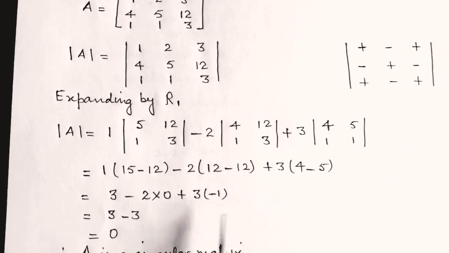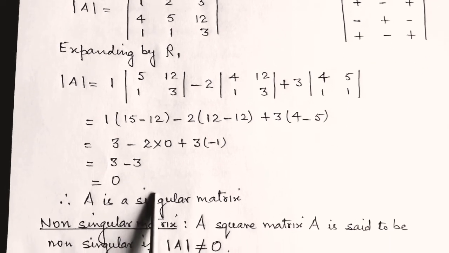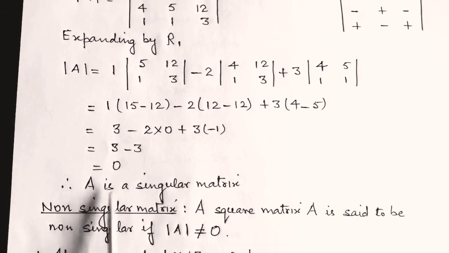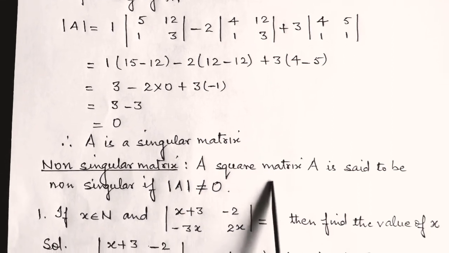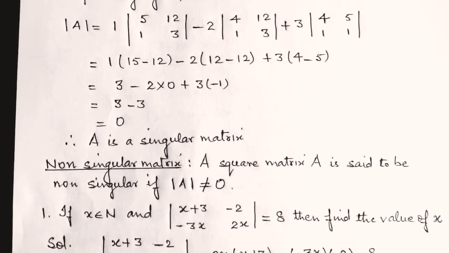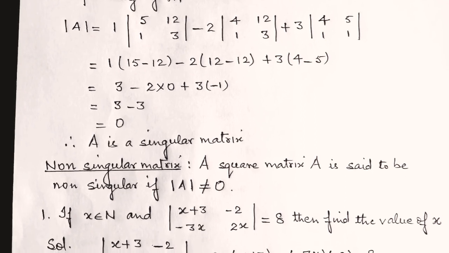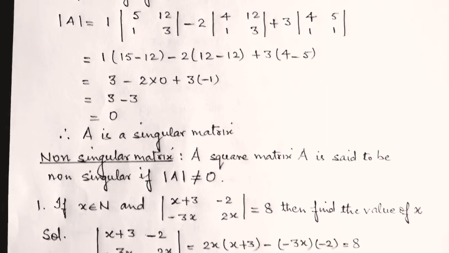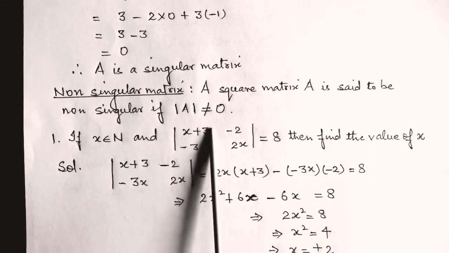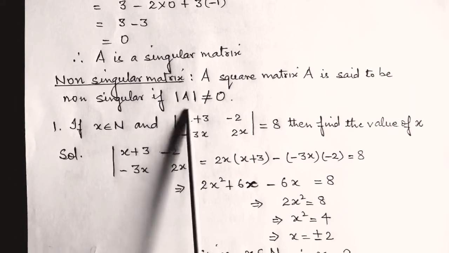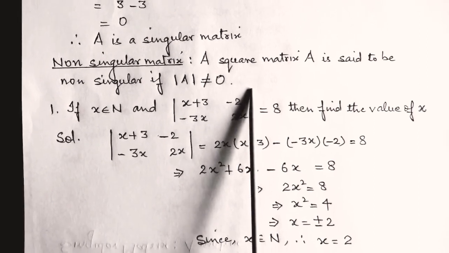So simplify this. On simplification we are getting 0, because A determinant is equal to 0, therefore A is a singular matrix, right? So a matrix is singular if its determinant is equal to 0. So naturally a non-singular matrix, it will be a square matrix if its determinant is not equal to 0.